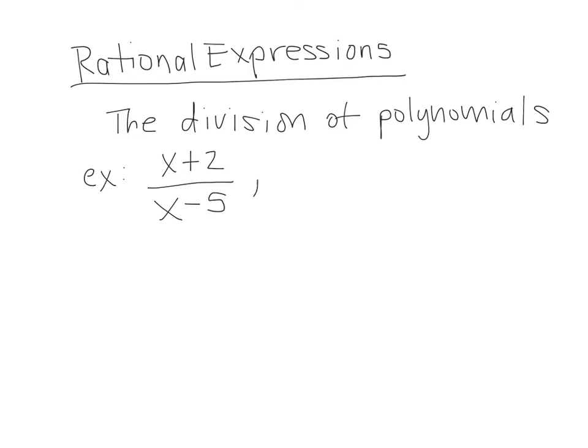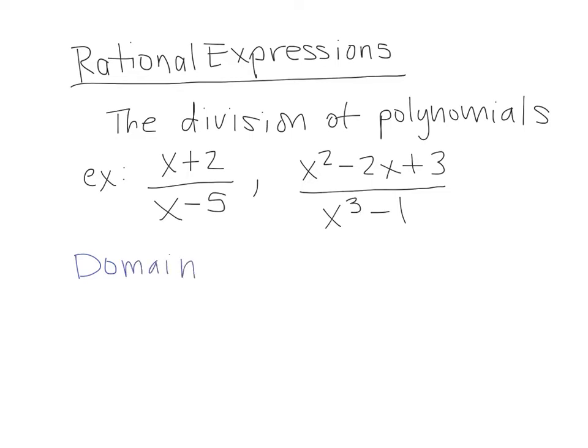We could also have something like x squared minus 2x plus 3 over x cubed minus 1. Anytime we have a polynomial in the numerator and the denominator, it's a rational expression. One thing that we need to think about for a rational expression is the domain.